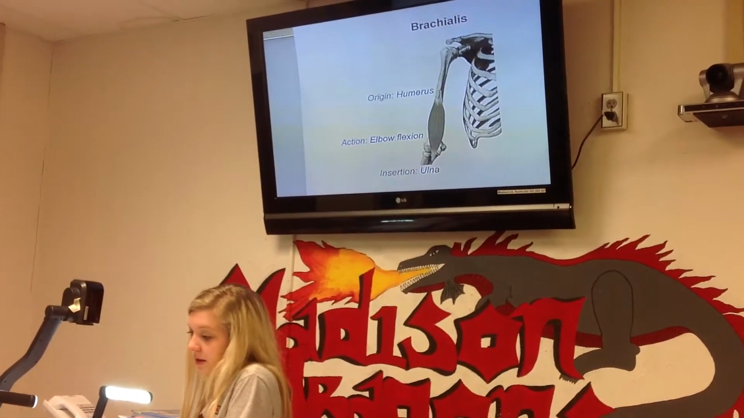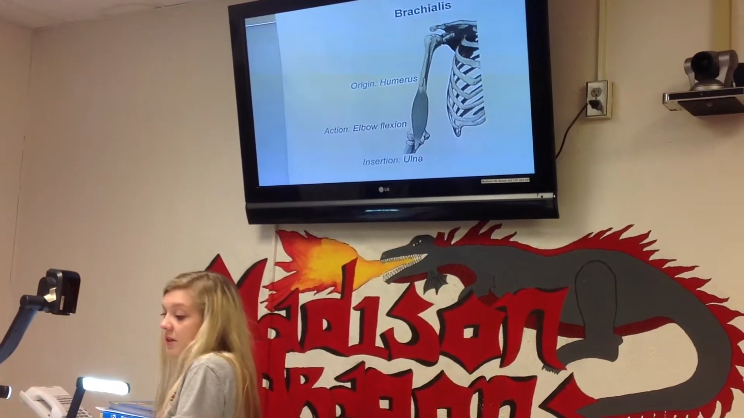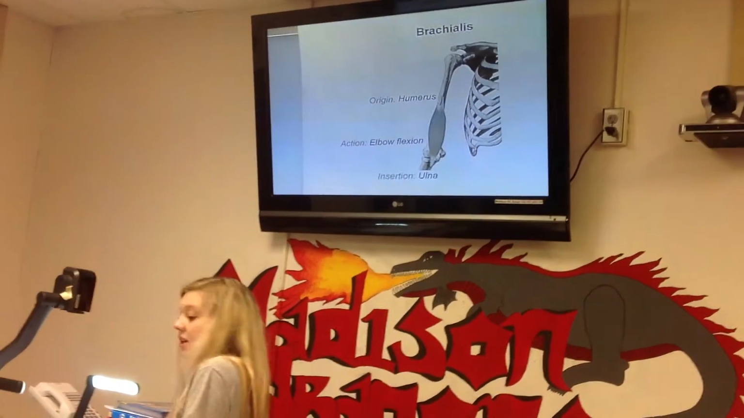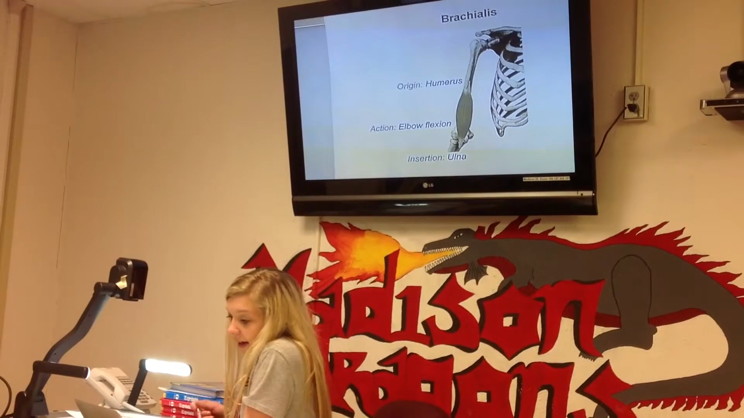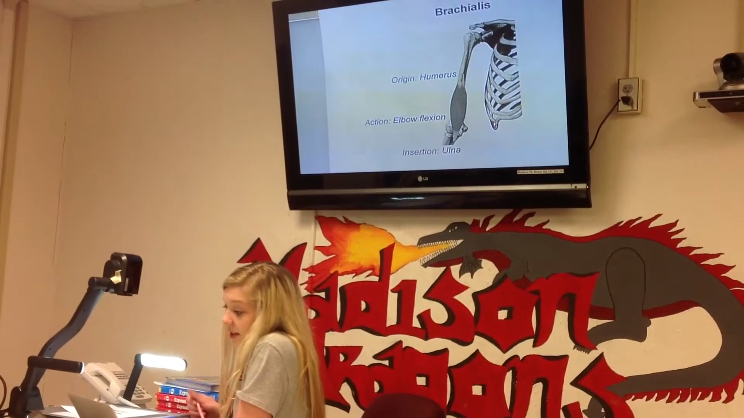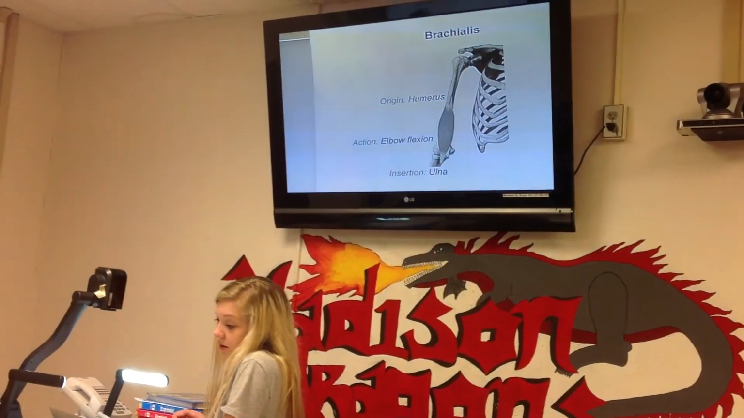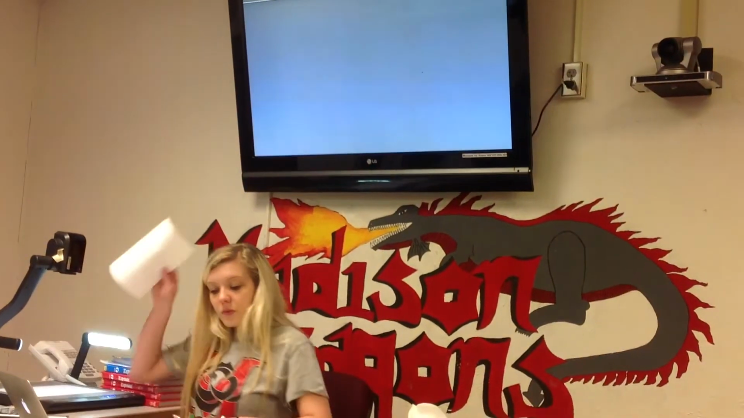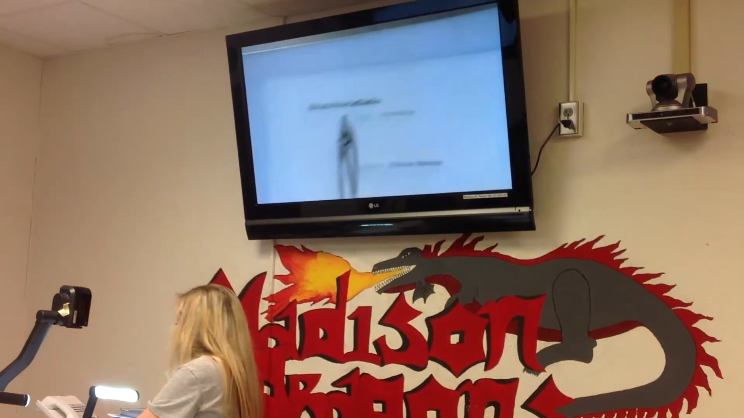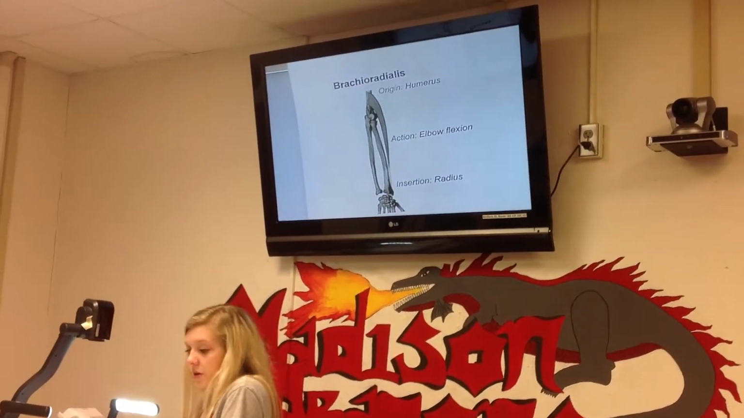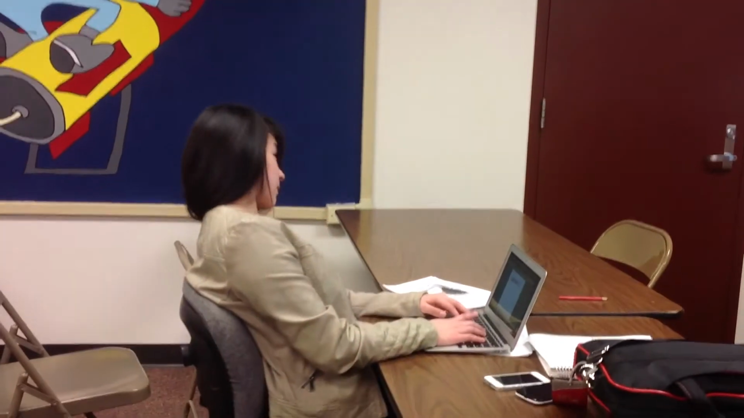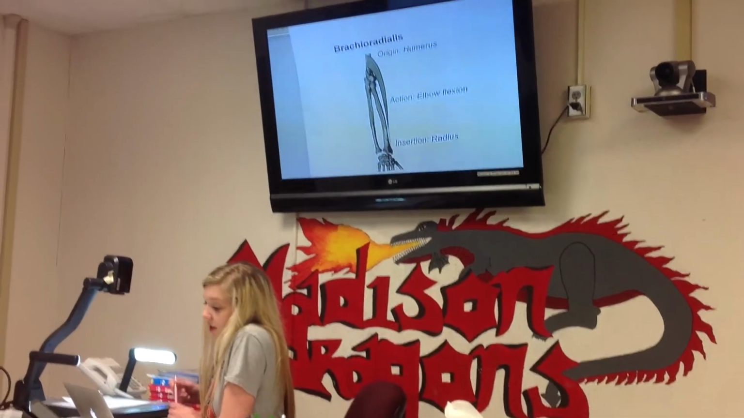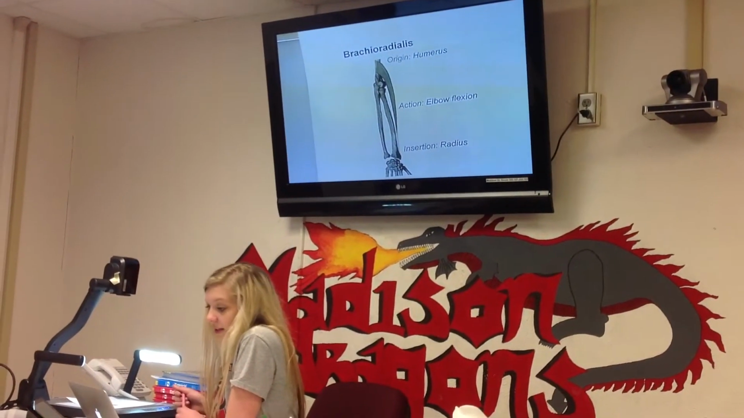Now on to the brachialis. The origin is the anterior shaft of the humerus. The insertion is the ulna. The action, it flexes the elbow, and the agonist is the brachialis. The antagonist is the triceps brachii. The brachioradialis. Its origin is the distal lateral end of the humerus. The insertion is the lateral surface of the radius. The action, it flexes the elbow. The agonist is the brachialis.